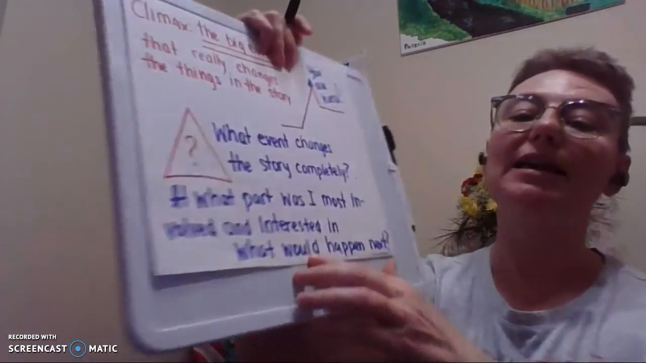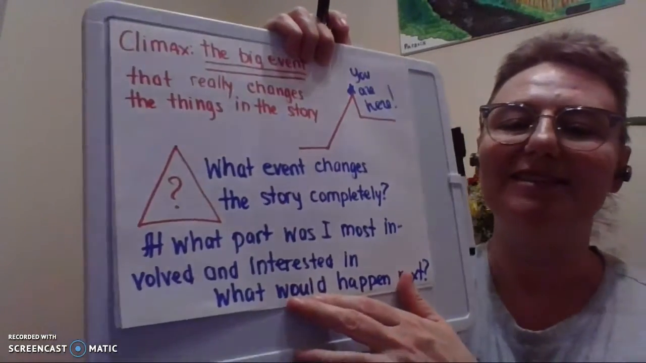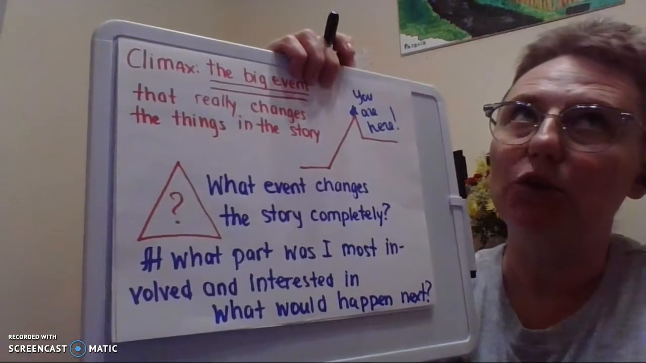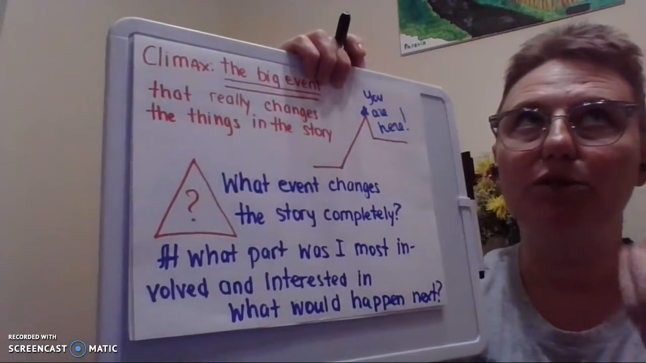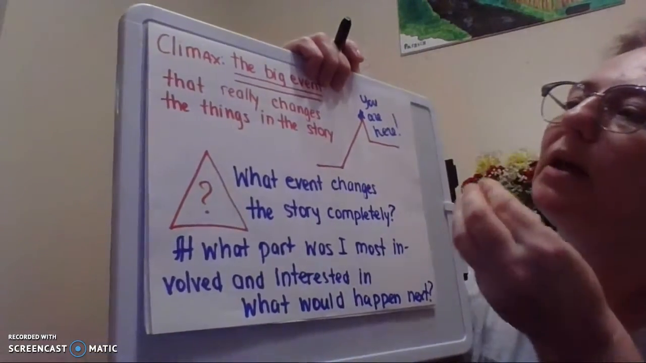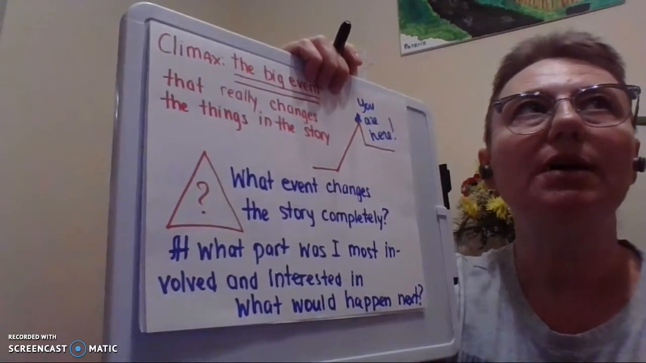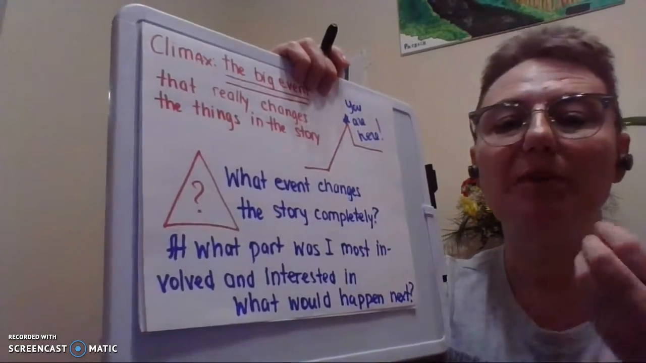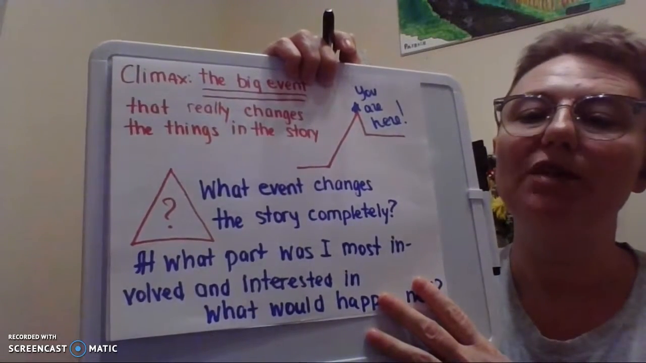The next part is the climax. The climax is that big event that really changes the things in the story. It's gonna change a lot of things, okay? So the question you want to ask yourself, and it will be hard to find the climax, so you need to ask yourself, what events changed everything? When was I the most interested in what is going to happen next? The climax is going to be the part where you as the reader are the most interested, the most involved.